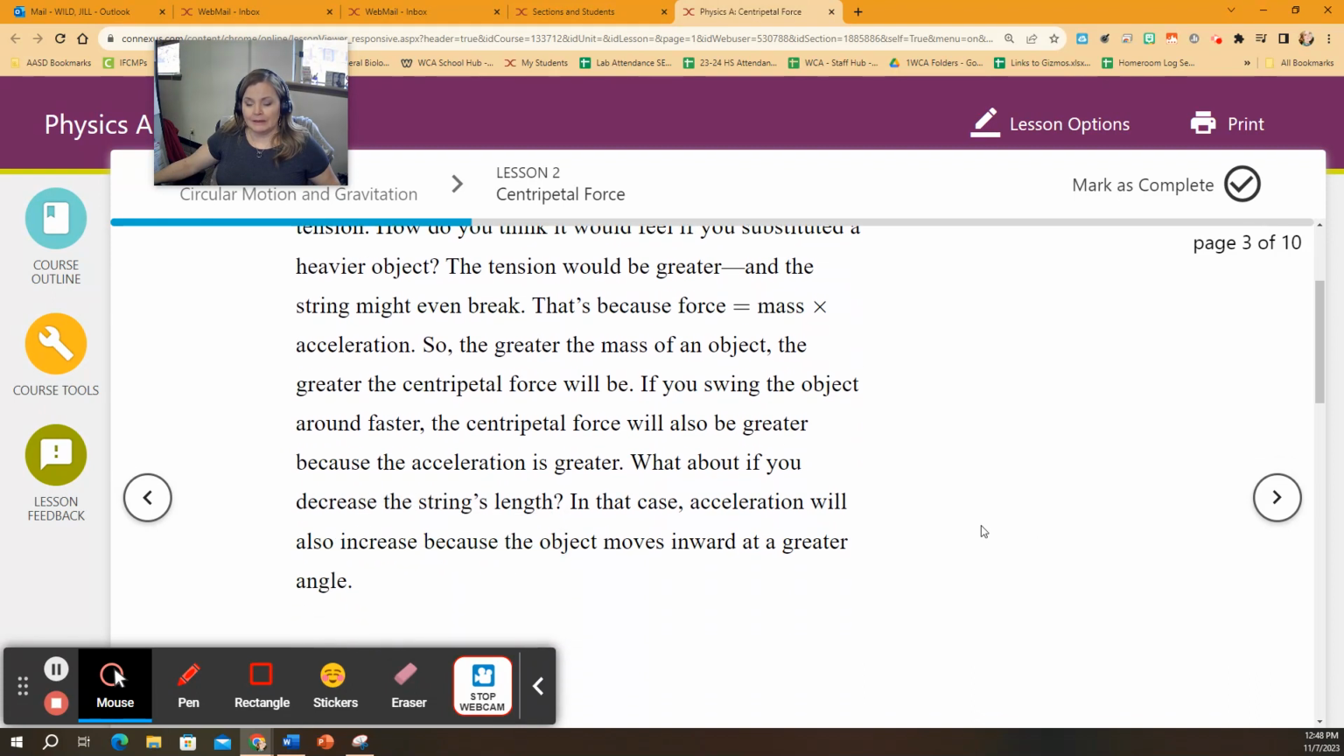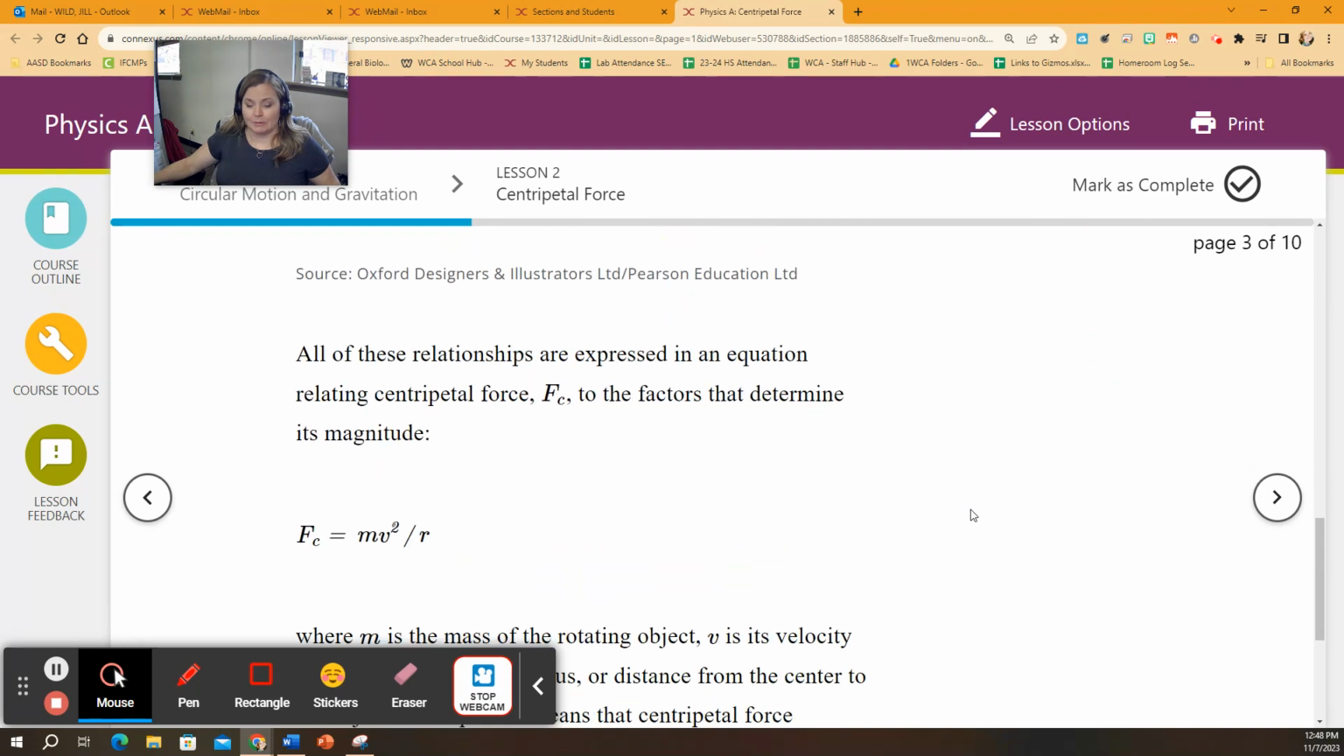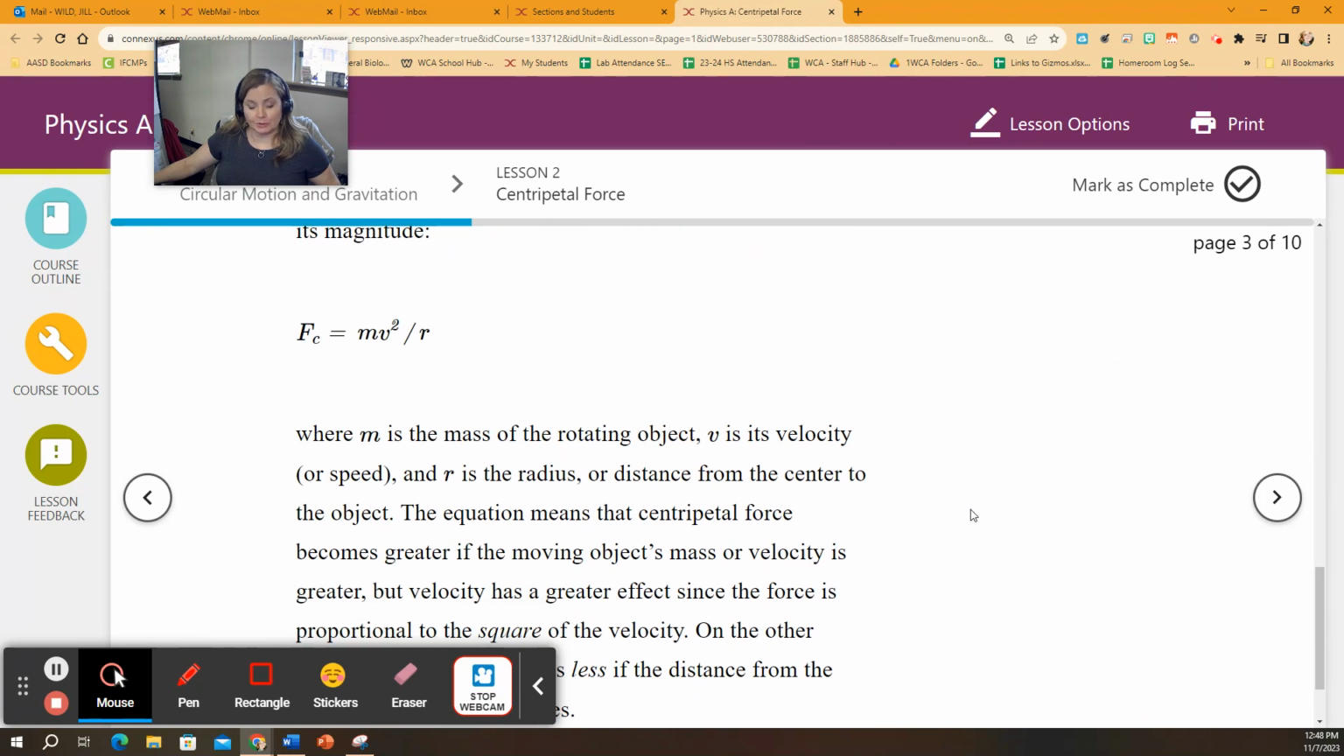Also keep in mind that there are 3 different factors that will impact how much force you need to put on that string: the weight that's attached to the string, how fast you want it to go, and how long that string actually is. And that is represented by this formula.